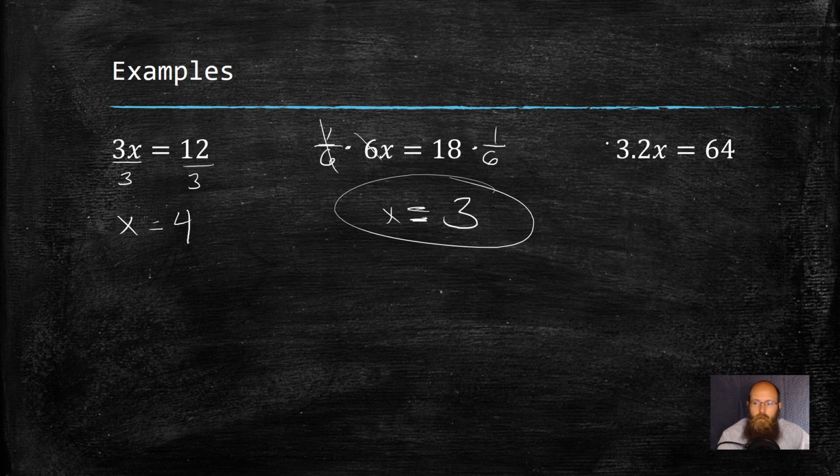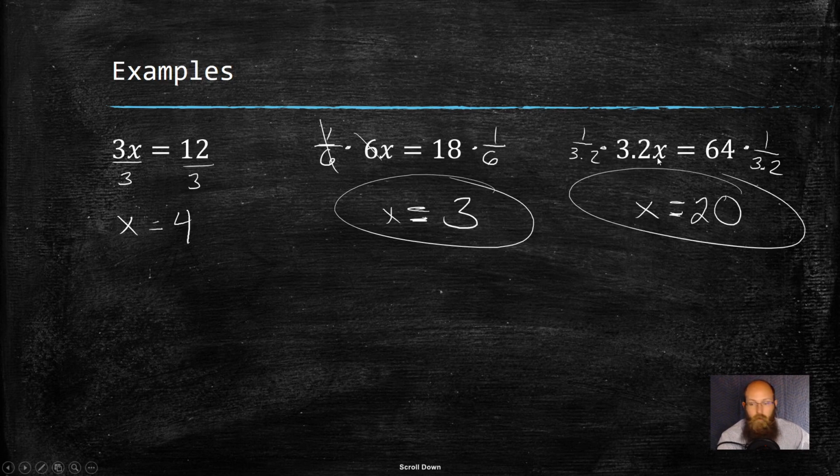Off to the right, it's the same kind of situation. Multiply by 1 over 3.2, or I could divide by 3.2, same thing. And then over to the right, same situation. X equals, and you could plug that into a calculator if you like, Desmos or a graphing calculator, 64 times 1 over 3.2, and you should get 20.